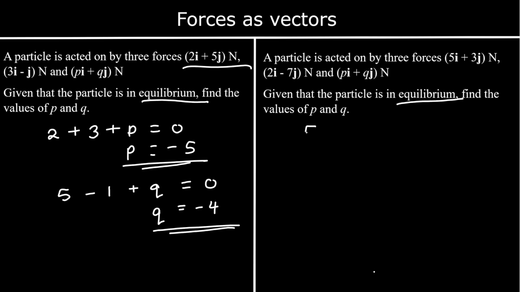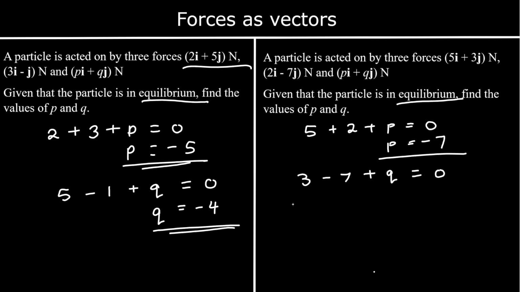So for the i's, I've got 5 plus 2 plus p. That has to add up to 0. So p must be -7. And for the j's, I've got 3 minus 7 plus q equals 0. 3 minus 7 is -4. So q must be +4.